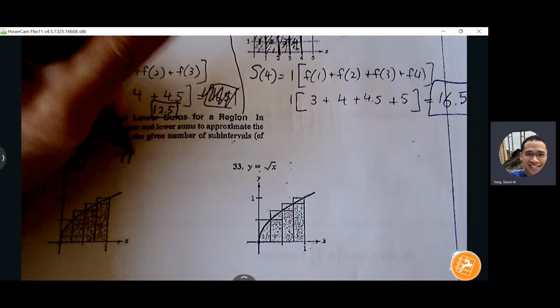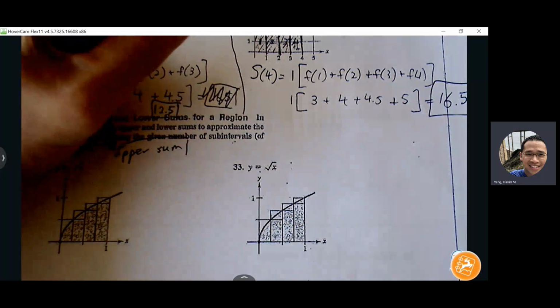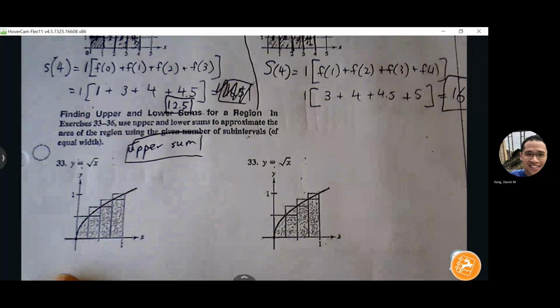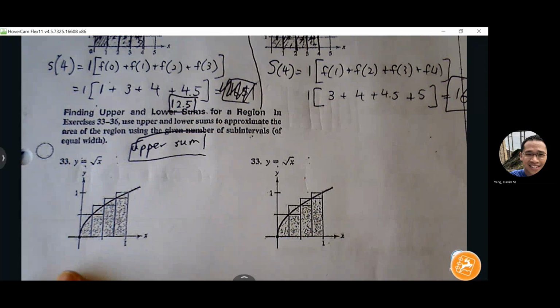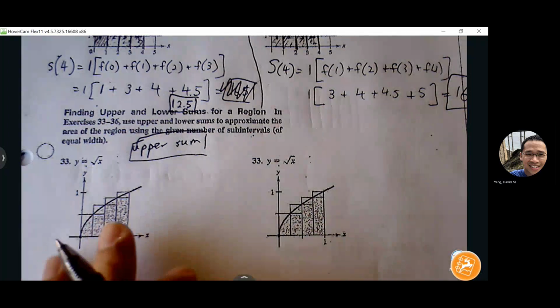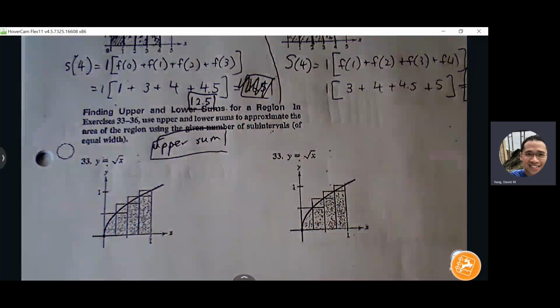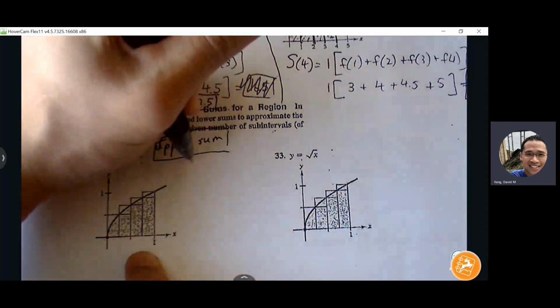Okay, let me just quickly do one where we have to use a function similar to the one that we did on the previous page. So let's say for y equals square root of x, we want to do the upper sum, okay? And this is extending from 0 to 1.